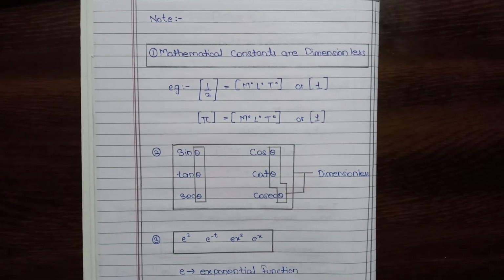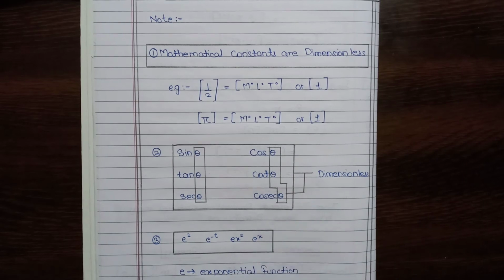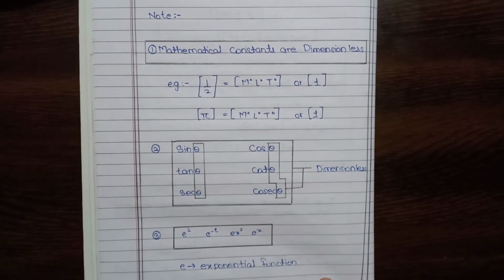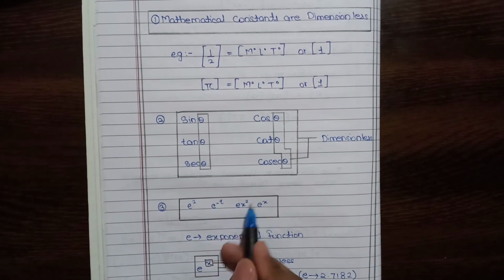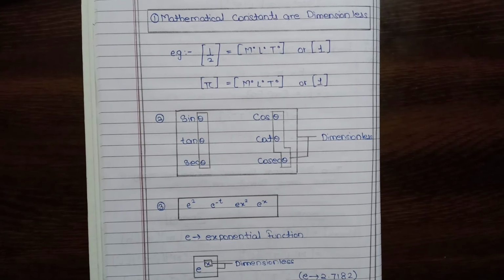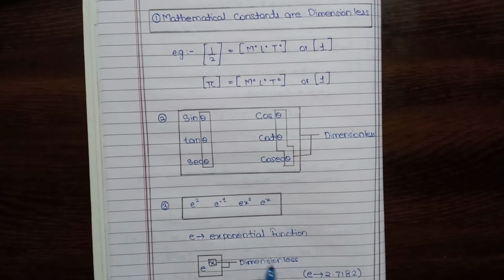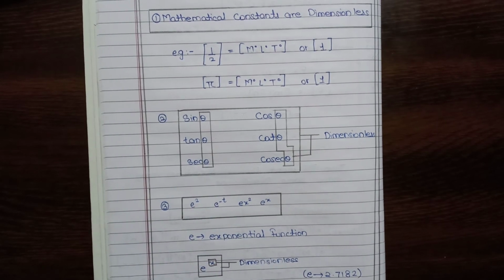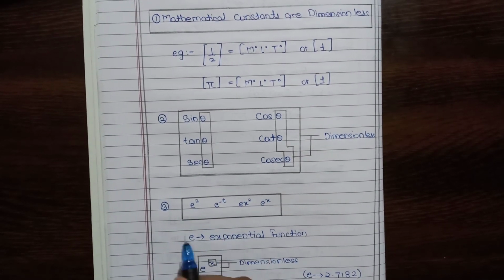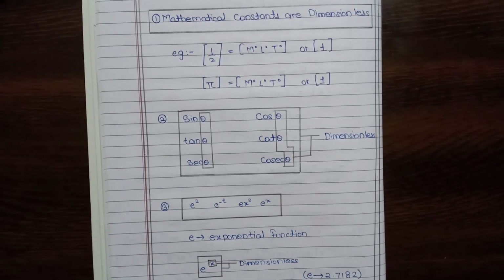Next one is exponential functions. You would have learnt the exponential function in the maths series. In that I had told you that e2, e minus 2, e x 2, e x are there, and e means exponential function. But the number it is raised to is dimensionless, meaning e can have dimension, but the number it is raised to makes it also dimensionless.